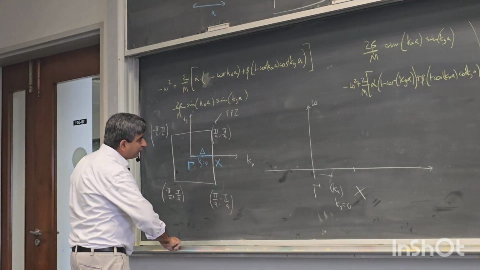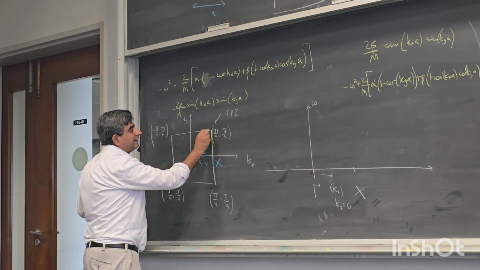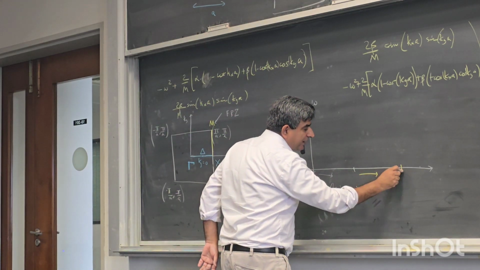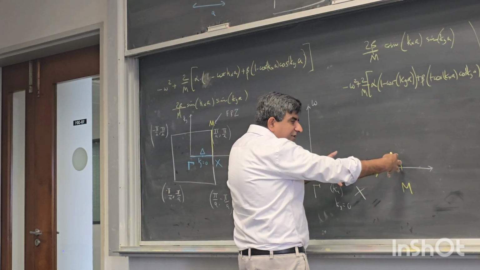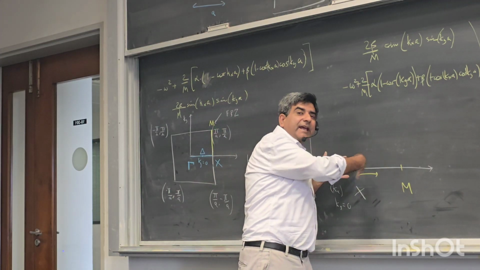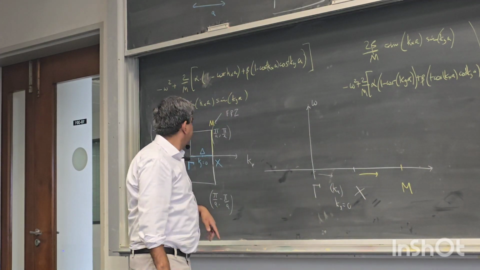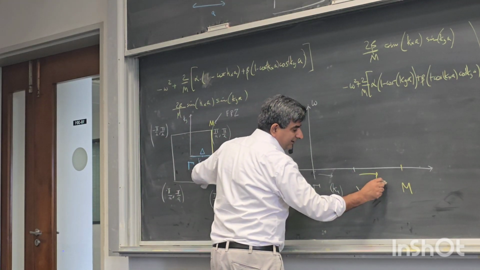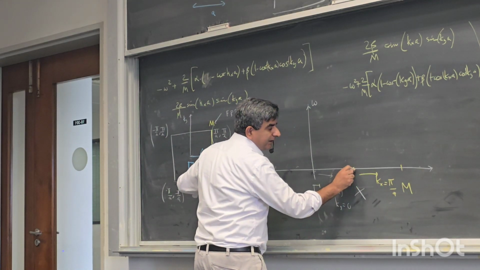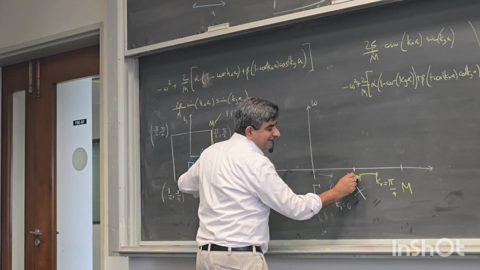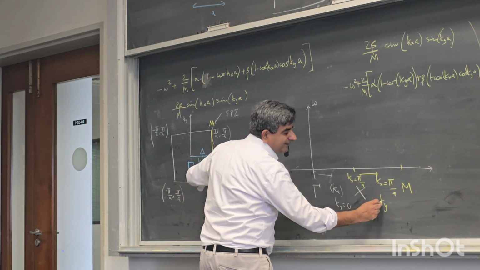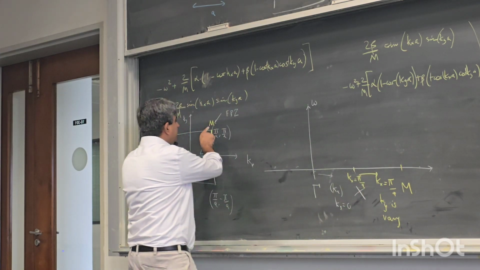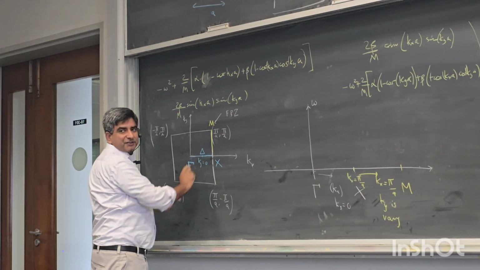But then you could also move from X to some other point, say M, and make a plot along this special line of the Brillouin zone. Your Kx here is fixed at pi by A. Remember, this point is Kx equals pi by A, and your Ky is varying from 0 to pi by A. So you get this branch.